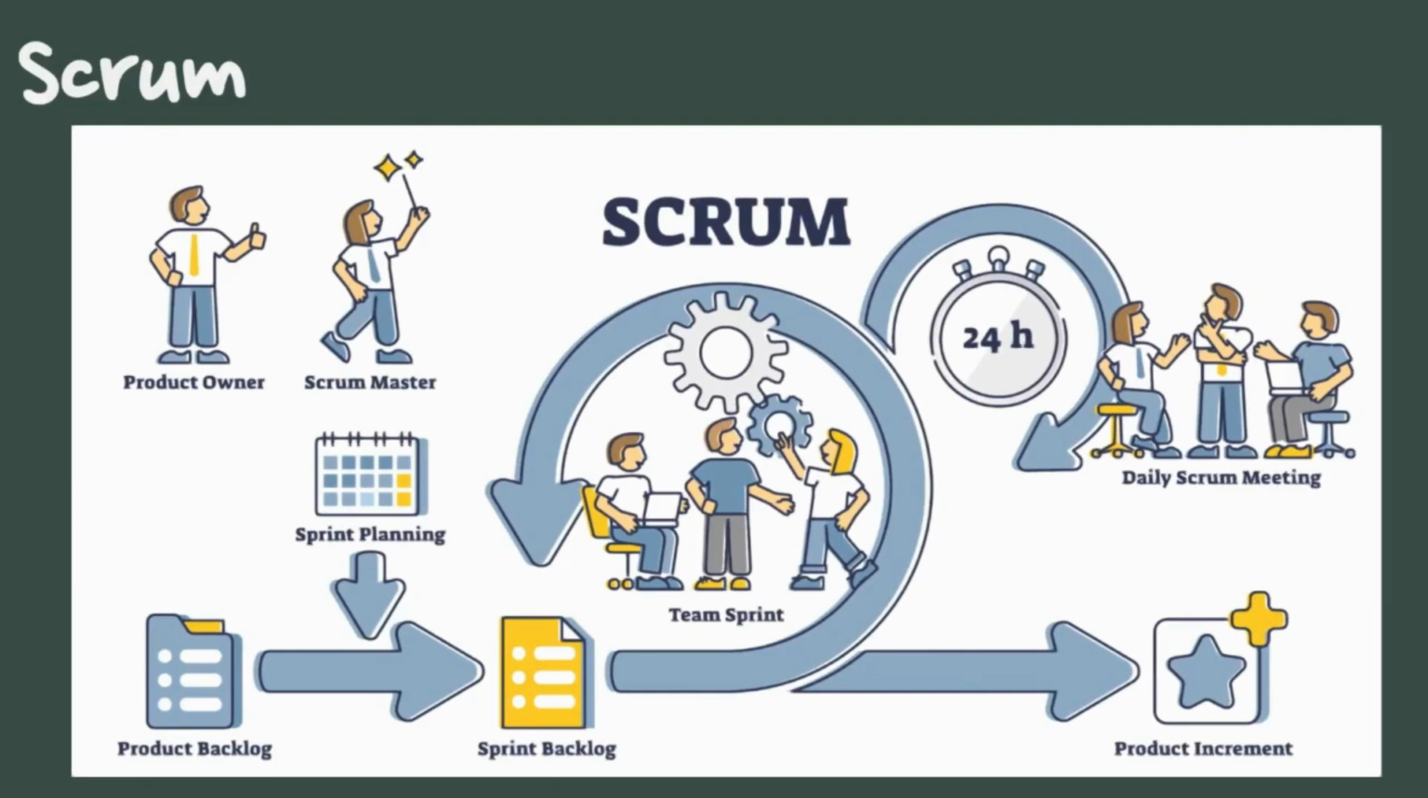In this approach, work is broken down into time-boxed iterations called sprints, which are typically 2 to 4 weeks long. It includes roles such as product owner, scrum master, and development team, as well as ceremonies such as daily stand-up, sprint planning, sprint review, and sprint retrospective.